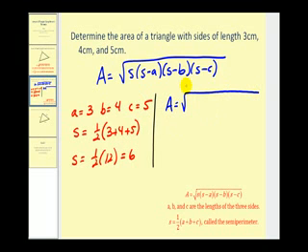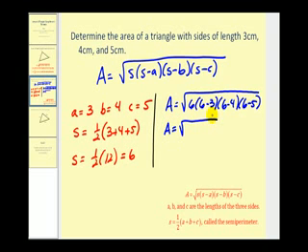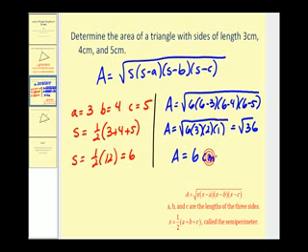So we're going to have the square root of 6 times 6 minus 3 times 6 minus 4 times 6 minus 5. Let's go ahead and simplify this. We're going to have 6 times 3 times 2 times 1. Well, this is going to be 6 times 3 is 18, times 2 is 36, the square root of 36. So the area of this triangle with sides length 3, 4, 5 centimeters is equal to 6 centimeters squared.